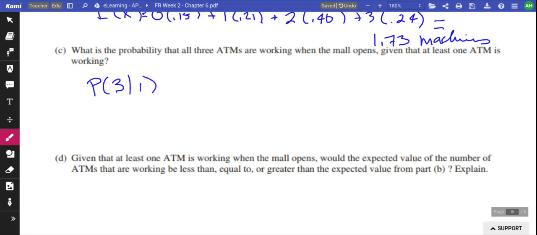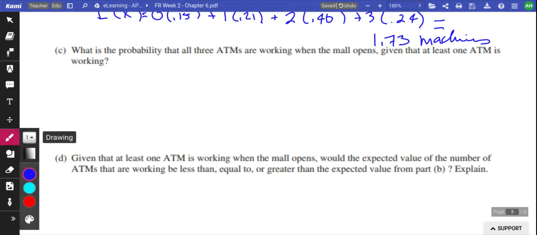You know what? We should probably write that a little bit nicer. So what is the probability that X equals 3, given that X is greater than or equal to 1?